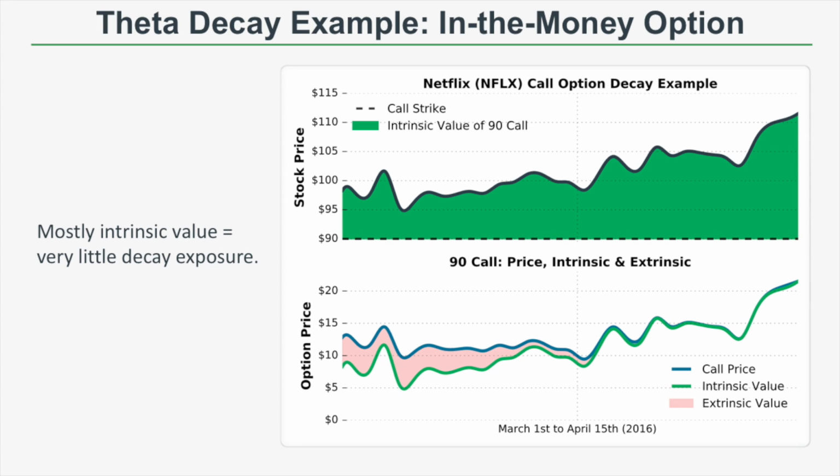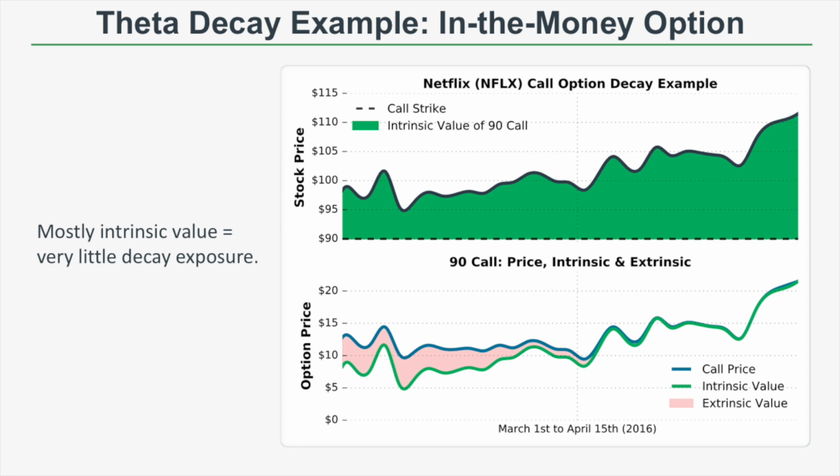So let's run through a couple examples to demonstrate the relationship between an option's theta exposure and the amount of extrinsic value. So in this first example, we're looking at an in-the-money option. So we're looking at a call option with a strike price of $90. Now as we can see, the stock price starts around $100, trades down to $95, but then just kind of takes off after that and trades all the way up to $110.